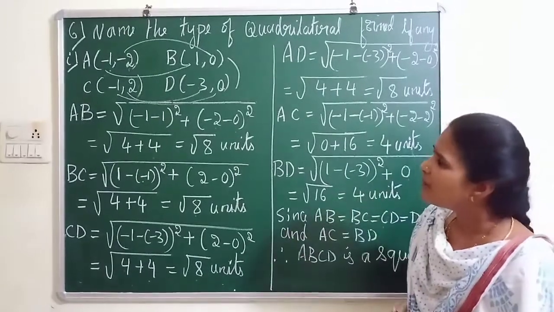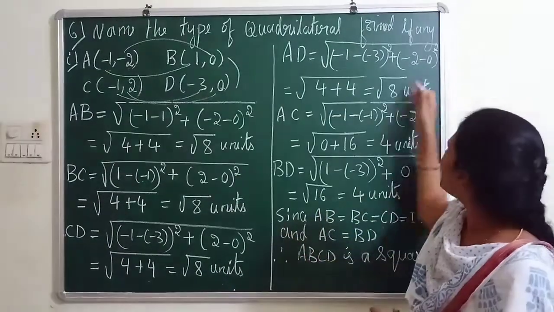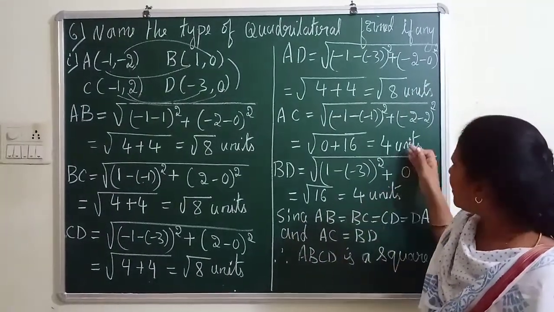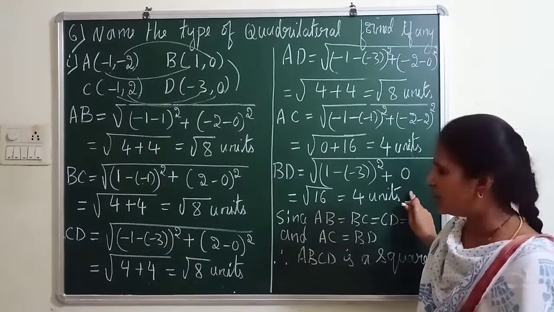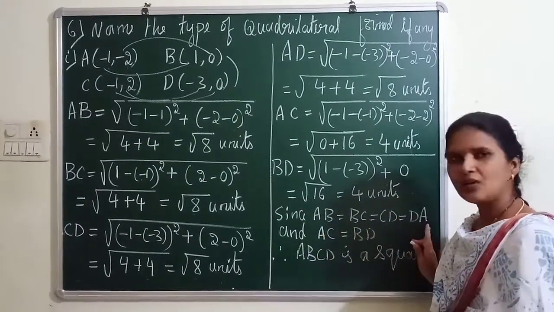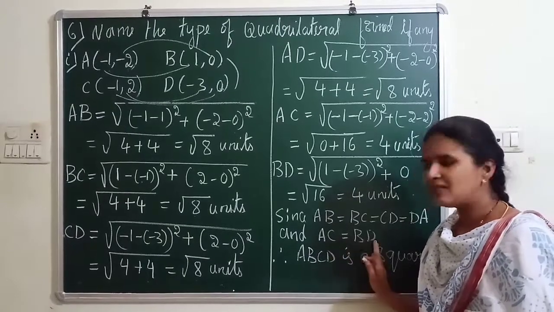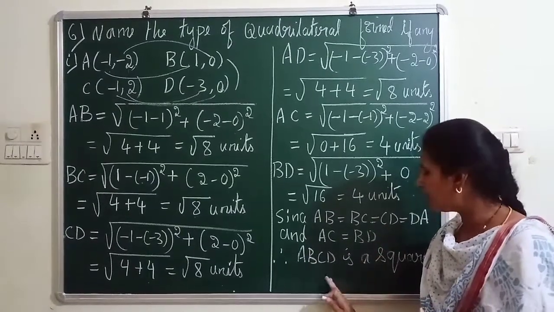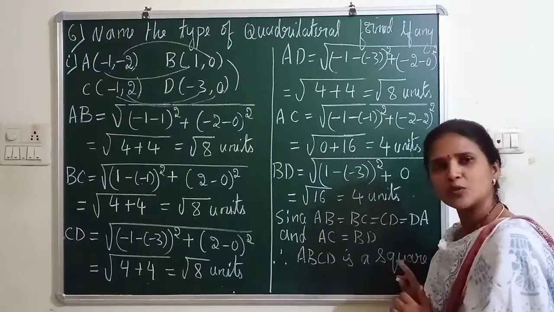You can observe here, I got all four sides as √8 units and I got the two diagonals as 4 units. Since the four sides are equal and the two diagonals are equal, I can conclude that the quadrilateral ABCD is a square.